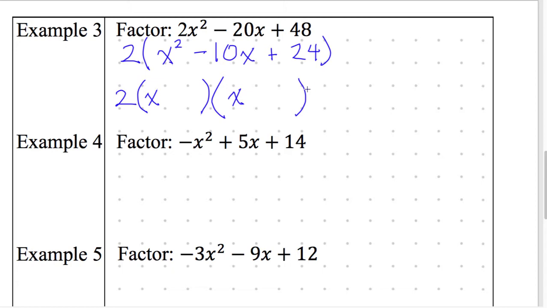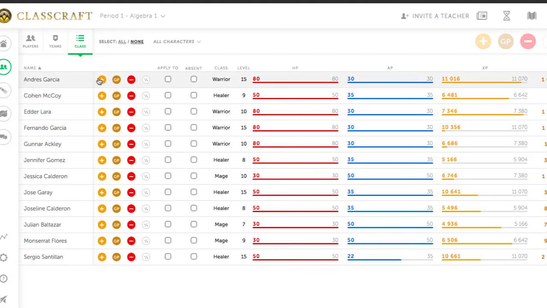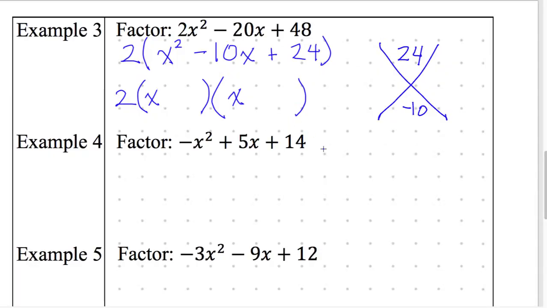All right, so I need someone to help me with my ninja star. Andres, help me set it up. So you do the ninja star. Okay, and then on the top it's going to be 24, and then on the bottom negative 10. All right, good job. Thank you, Andres. Andres set up our ninja star. Write down the ninja star as well. And now I'm asking you the question. What 2 things multiply to 24? So think of what times what is 24. And then once you get that, check if it adds up to negative 10. What's going on here? See if you can figure it out.